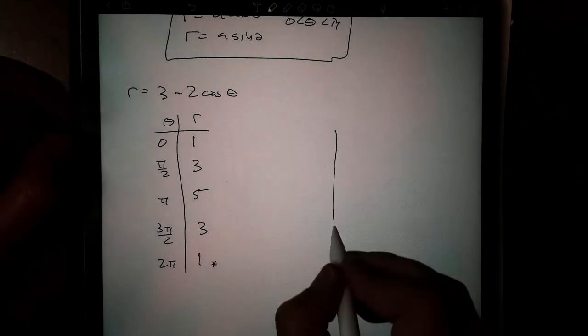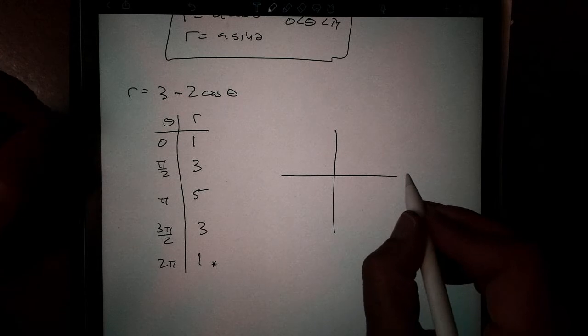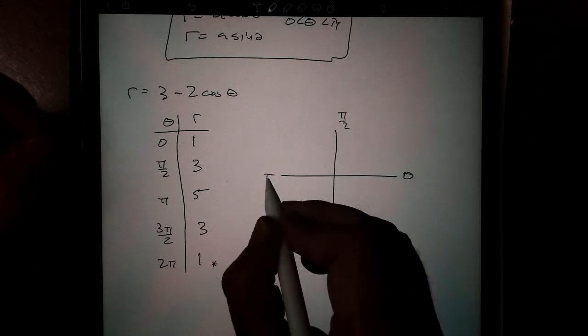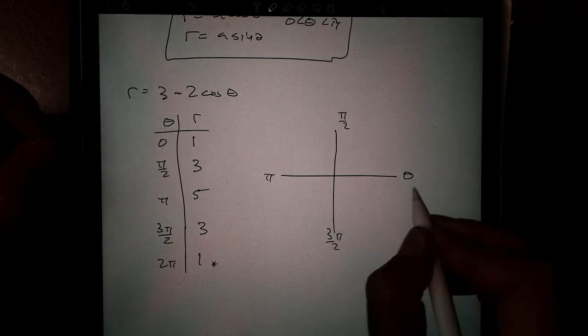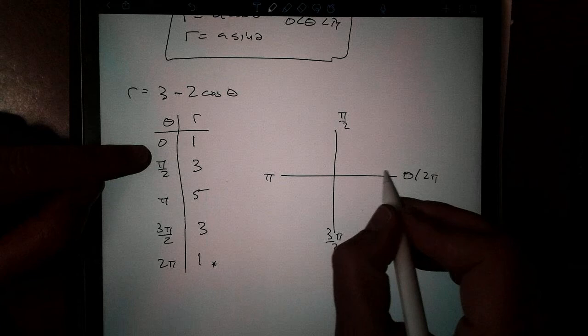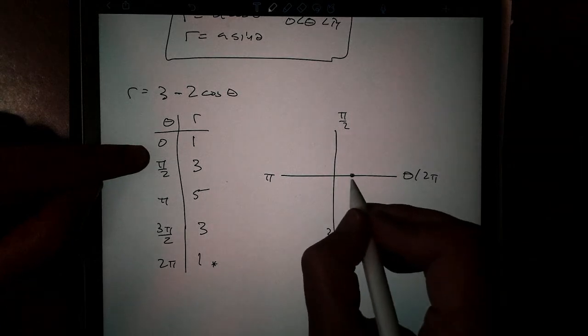So when I graph this, remember, I only want the quadrantals: 0, pi over 2, pi, 3 pi over 2, and 2 pi. So let's graph it. When I'm facing 0 radians, I go out 1 unit.